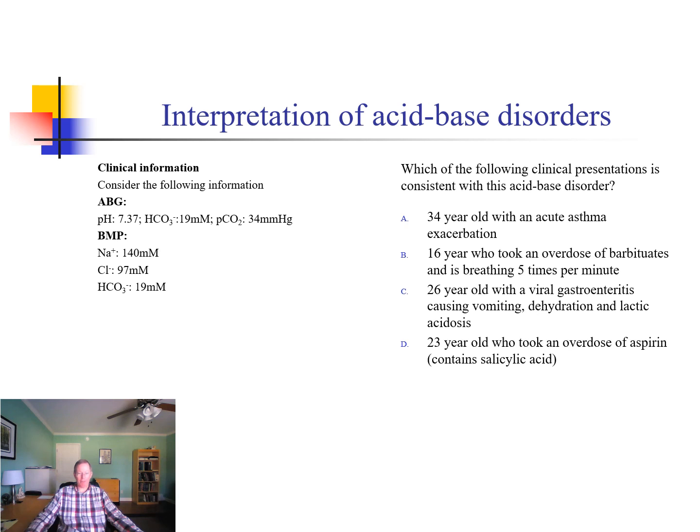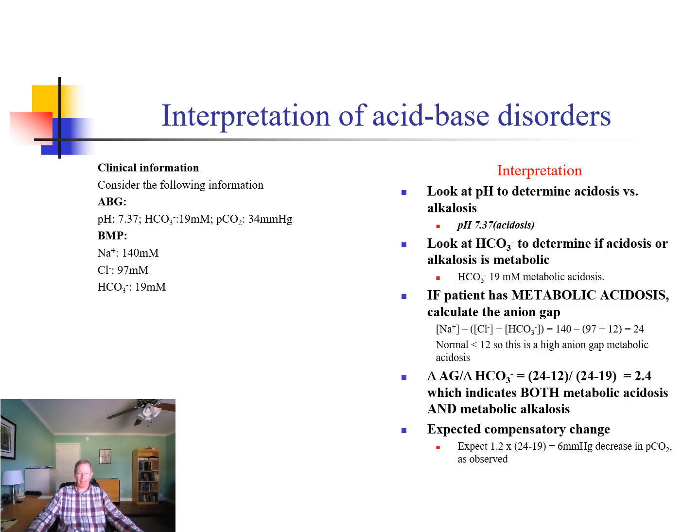Consider the following information. Which of the following disorders is consistent with these data? So I have a pH of 7.37, a bicarbonate of 19, PCO2 of 34 with this BMP. So first thing I always do, what's the acid-base disorder? So I look at the pH, 7.37 is an acidosis. Bicarbonate is 19, it's a metabolic acidosis. When I calculate the anion gap on that, it's 24. That's a high anion gap metabolic acidosis.